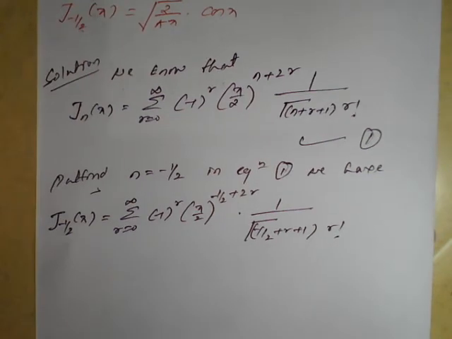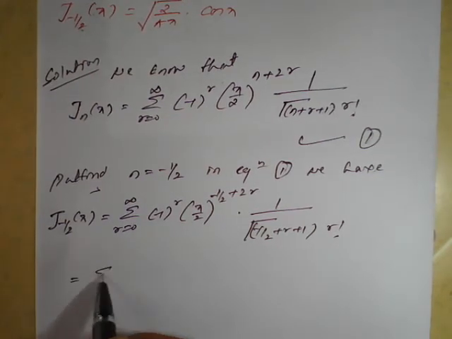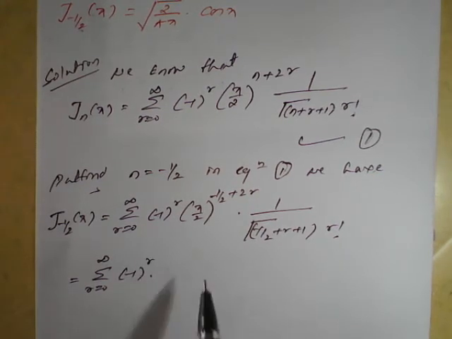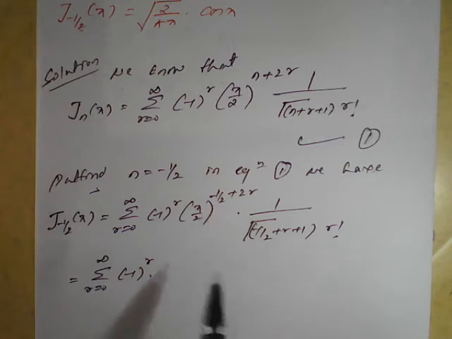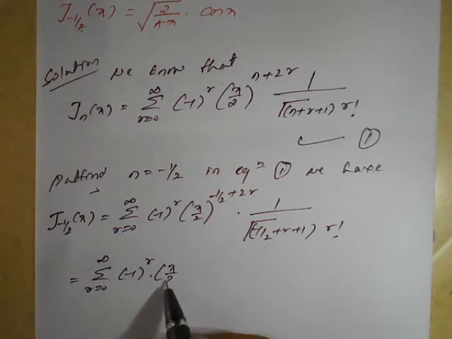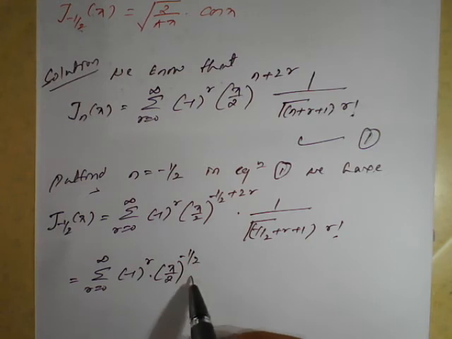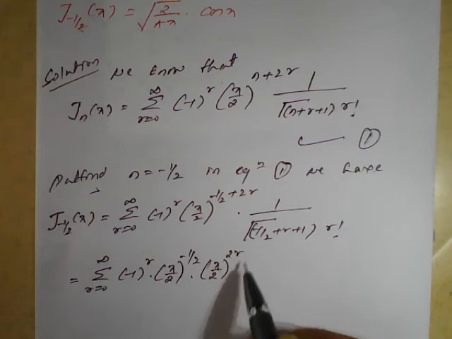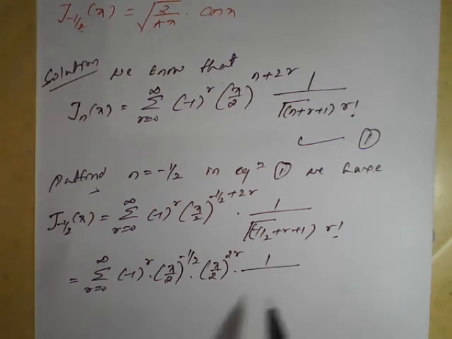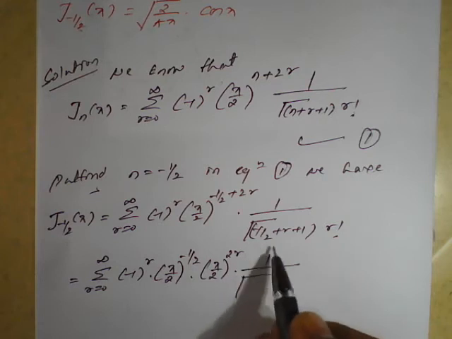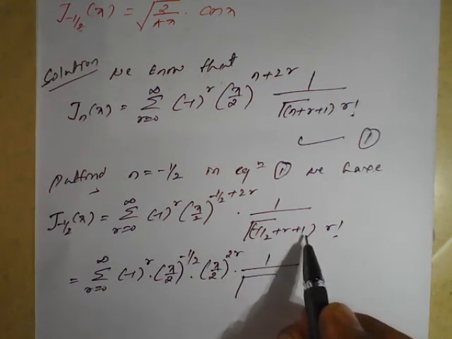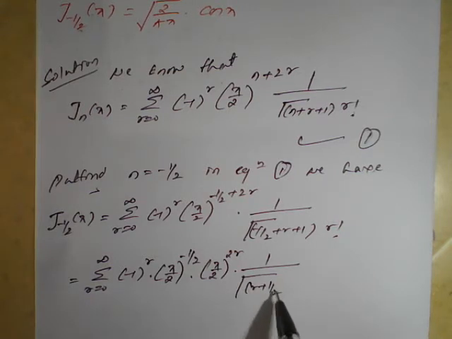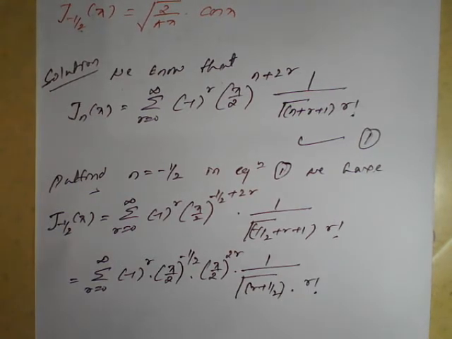So which is nothing but, on simplification, summation r from 0 to infinity, minus 1 raised to r. So I will separate it. It will become x upon 2 raised to minus 1 by 2 into x upon 2 raised to 2r into 1 upon gamma of, so minus 1 by 2 plus 1, it will become r plus 1 by 2 into r factorial.